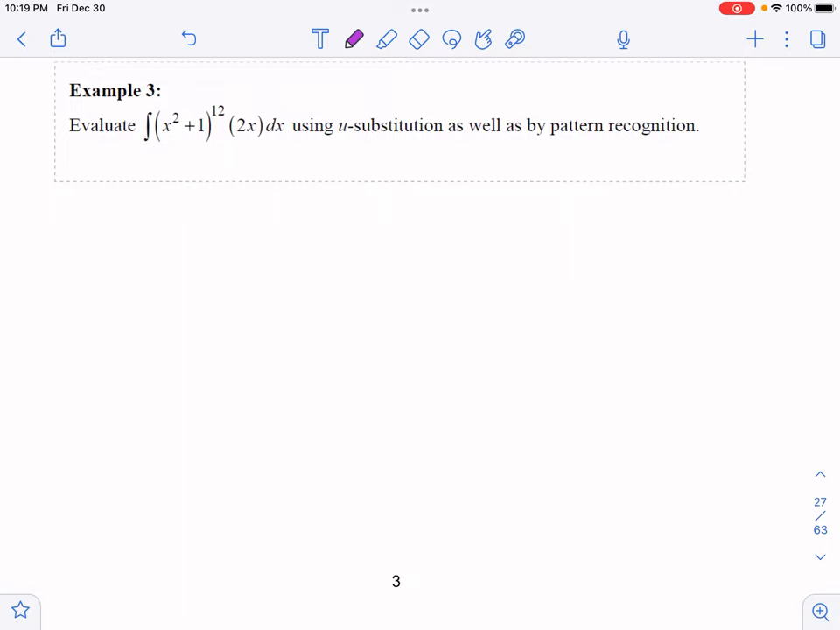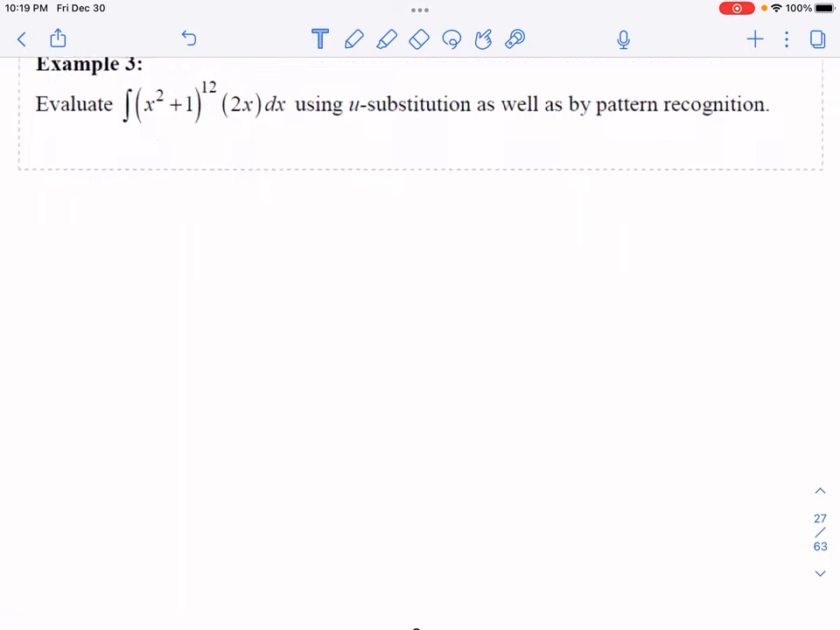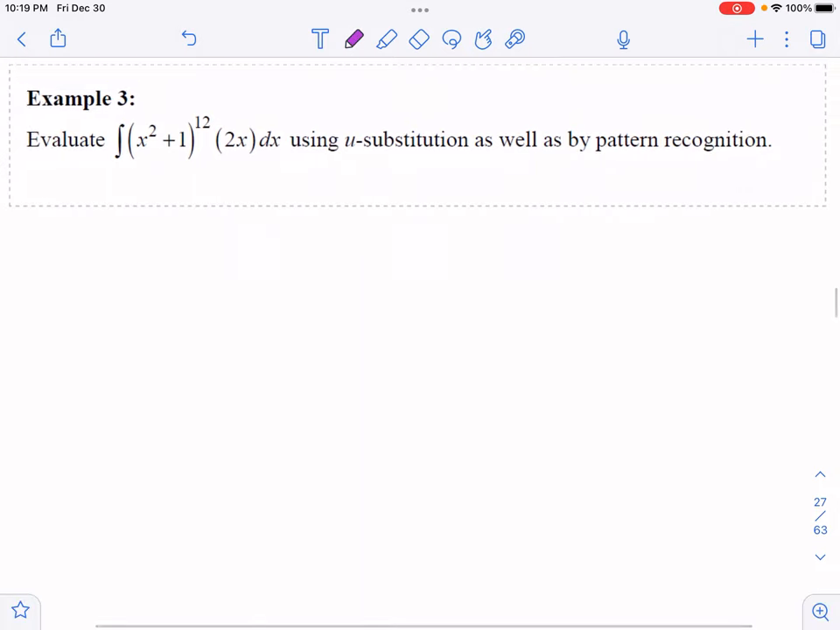You could always just do some guessing and checking. There's actually nothing wrong with that, especially if you have success doing guessing and checking. Don't use any technique if you can just write down an answer and check it. But let's say you don't know initially what to do. You could try using u-substitution.